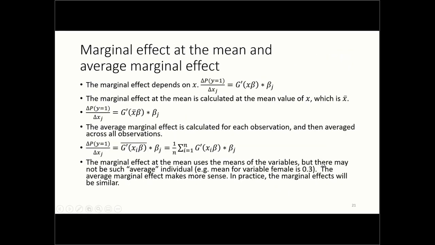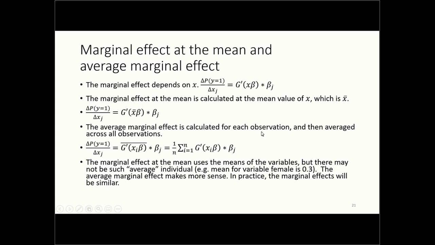So we want to know at which x we want to evaluate this marginal effect. There are two options. The first one: because the marginal effect here depends on x, we could calculate the marginal effect at the mean, which is calculated at the mean value of x, so x bar. We have the same expression as here, only that we replace x with x bar. So all of the x variables are their means. Basically, we have the average age in the sample, the average education, the average experience, and so forth. It's going to be at the mean for each of these x variables from x1 to xk.